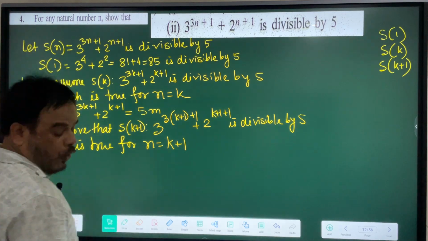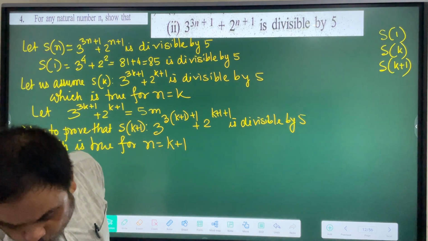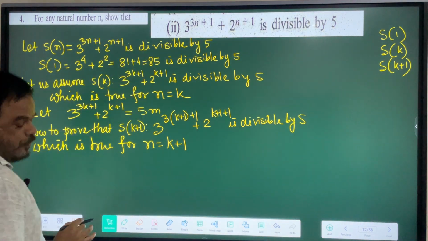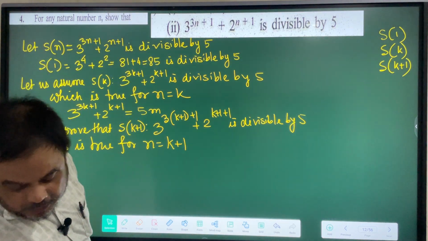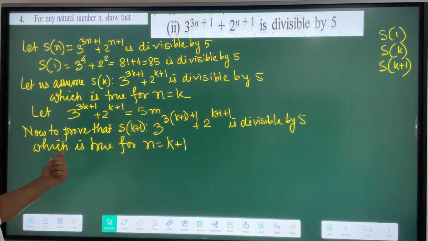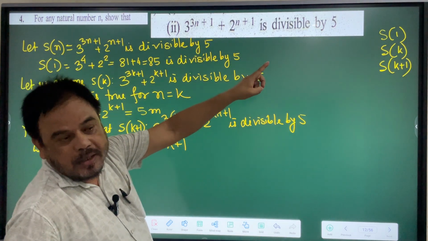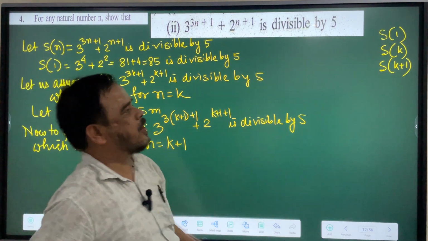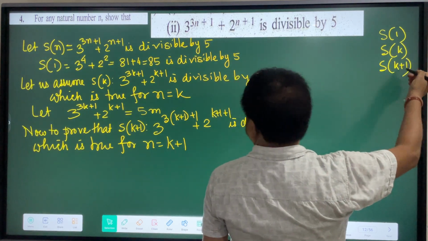This is question number 4.2, Exercise 3.3, number 4a2. So in the previous sum, divisible by 3, we tried to get 3 into something. So here we will try to get 5. Same process: S1, Sk, k plus 1.